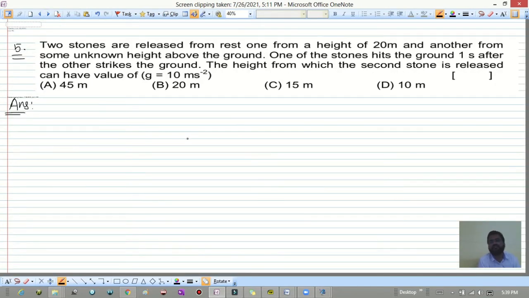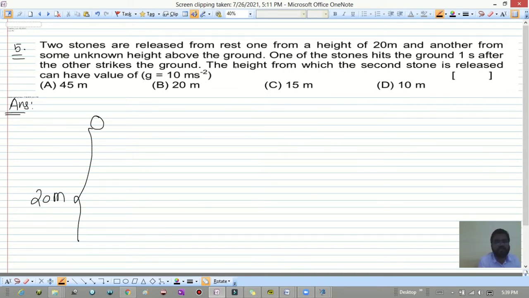So next question. 2 stones are released from rest. One from height 20 meter, and another from some unknown height above the ground. One of the stones hits the ground 1 second after the other strikes the ground. The height from which the second stone is released can have value of. So it is given, there's one stone and one more stone of unknown height.